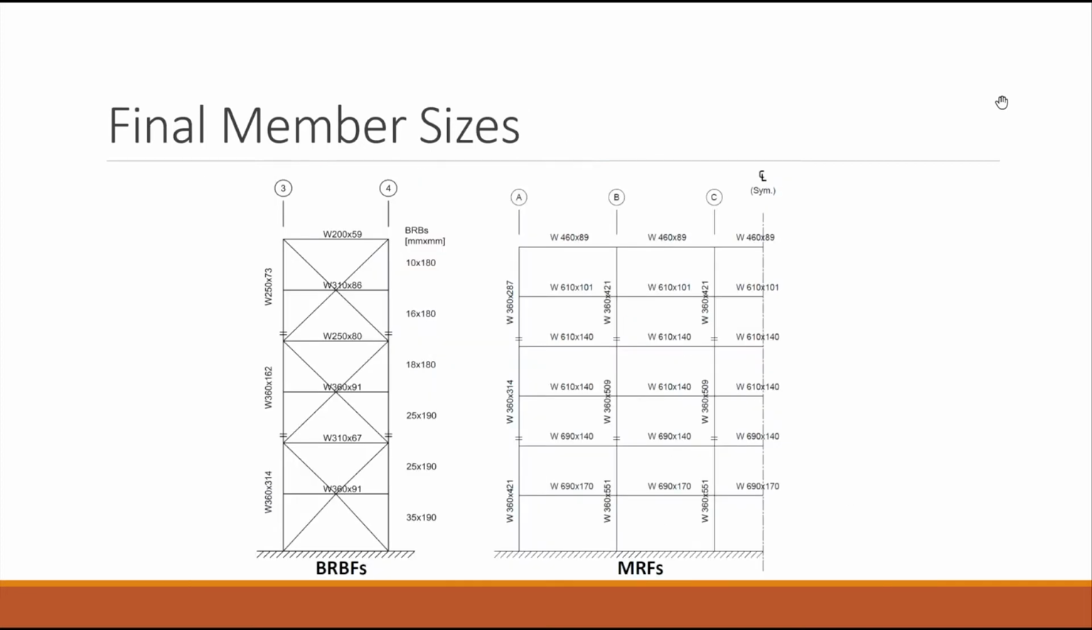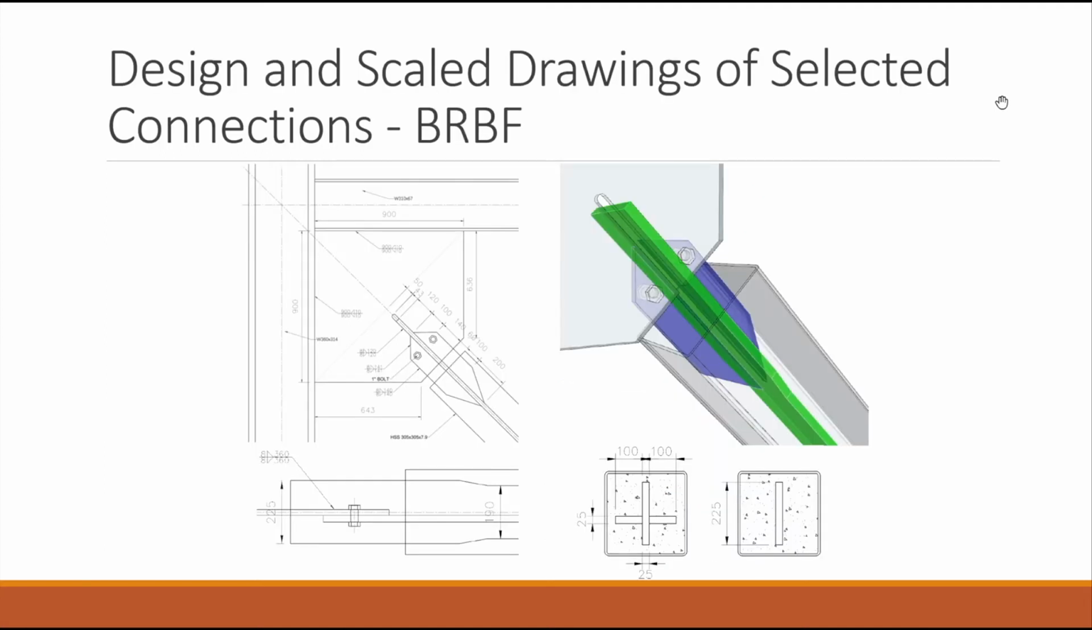After 3 iterations, the final member sizes of both systems were determined, as shown here. And we also designed connections for both systems. Detailed design drawings of the BRBF brace to beam and column connections at the second level are shown here. It was mainly based on the welding solution from the core brace, and the design forces in the connection were obtained by the Whitmore section approach and the case method.